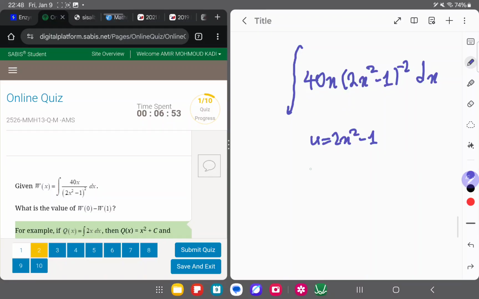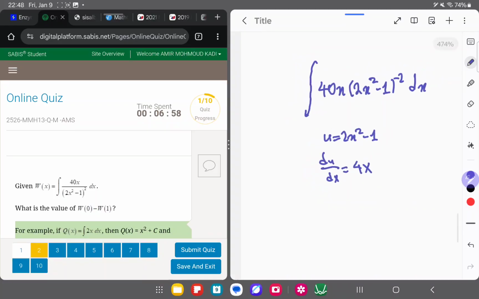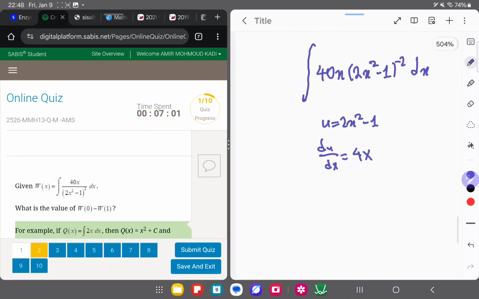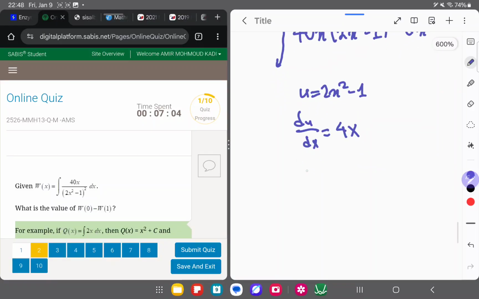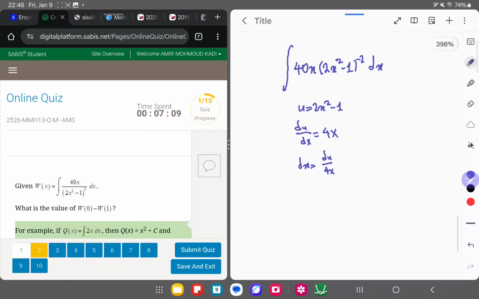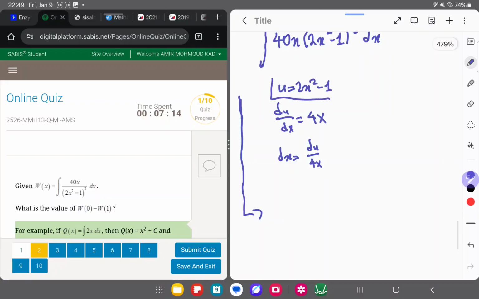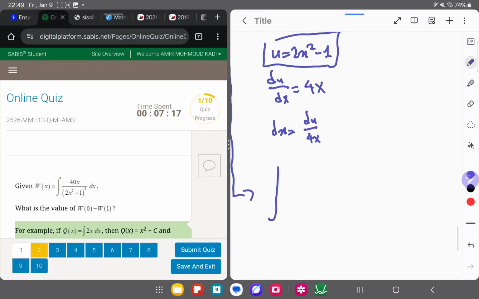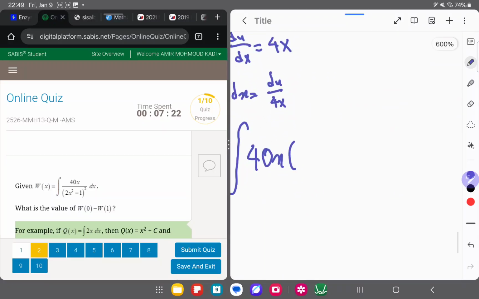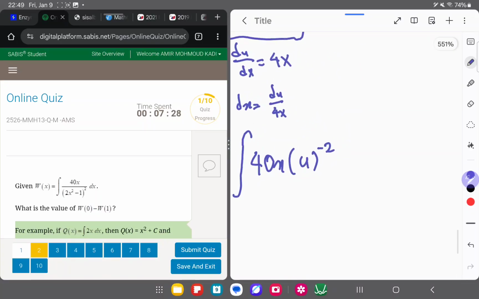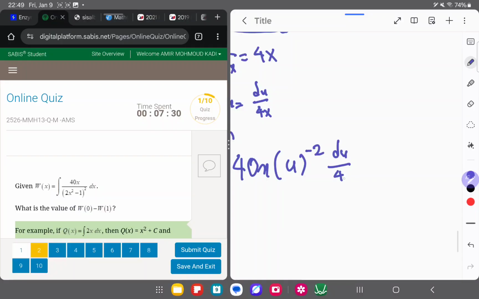So then you derive u with respect to x to get 4x. Now you isolate dx, so then we can substitute it with du, and we get dx is equal to du over 4x. Now, over here, we'll repeat what we just wrote, except with the given information. First, this one. Okay, 40x, and instead of 2x squared minus 1, we'll just put u, and then to the power of minus 2. And then instead of dx, we'll put du over 4x.